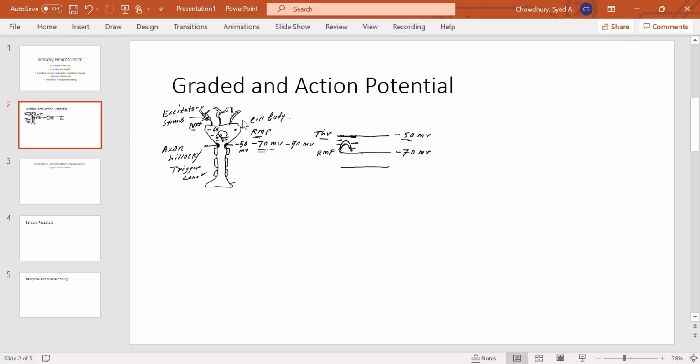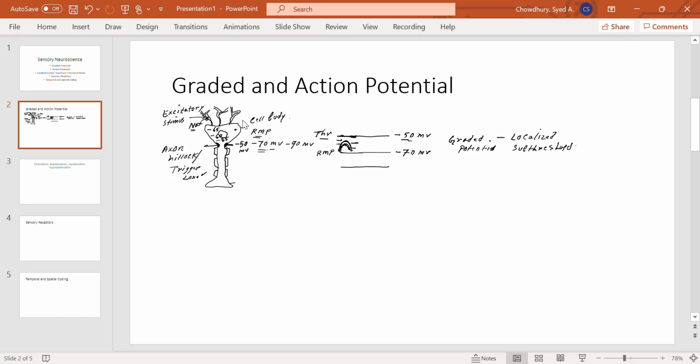The graded potential is sub-threshold depolarization or excitatory sub-threshold potential. Makes sense? So these are weak depolarizations and will not spread too far, will be very localized. So graded potential is sub-threshold and will be localized. Potential will not produce action potential and will die quickly.